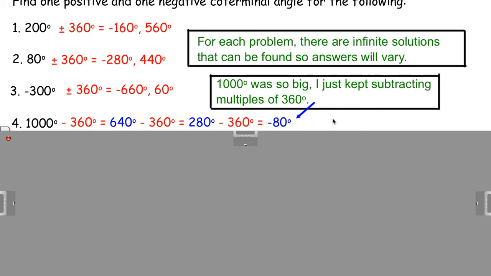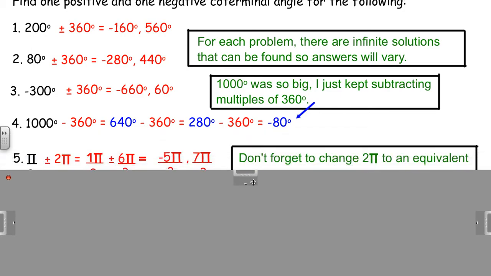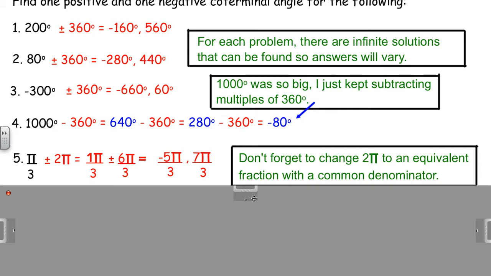So there are lots of different ways that you could give me your answer. Later on, we'll do problems where you're restricted as to how large or how small they could be. But that we'll get to in a little bit. All right, so that is number 4. So now I want to look at pi radian form because that sometimes is what gets people a little bit confused.